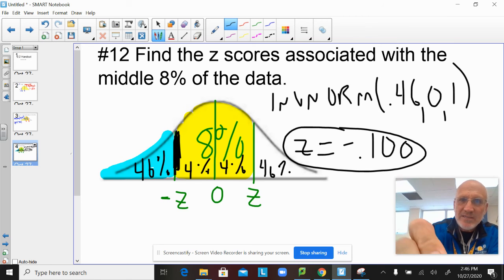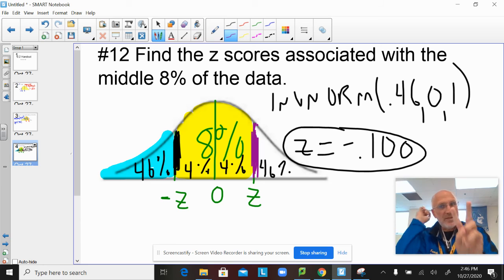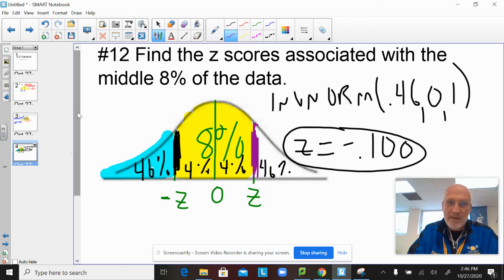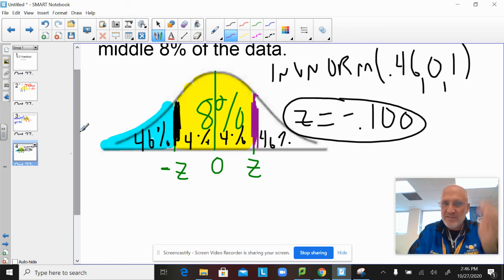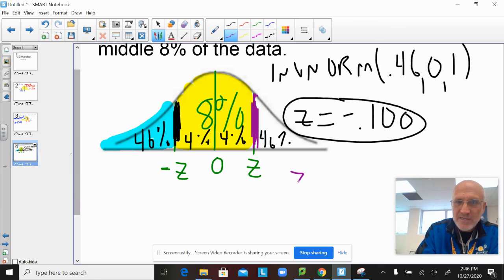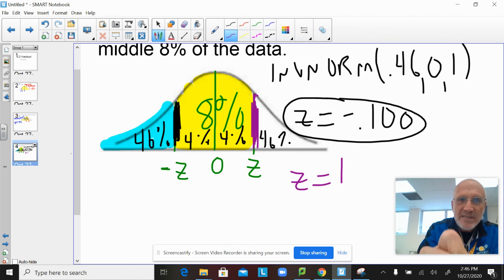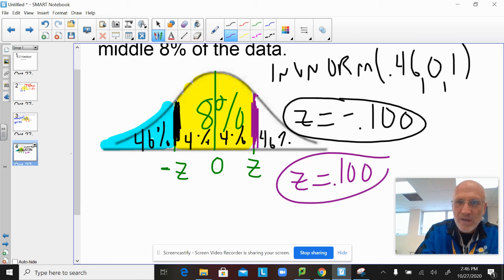I would need the z-score. Let me change colors to purple here. I would need that one. You need to know that I could do this two ways, and they would both be completely legitimate. One would be to say, I know that this distribution is symmetric. Therefore, if the z-score on the left was negative 0.100, the z-score on the right is going to be positive 0.100. Uh-oh, got my decimal place in the wrong spot. My z-score on the right is going to be positive 0.100, and you can be done.